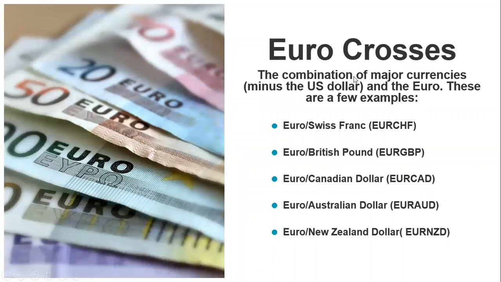In this case, again, you don't have the US dollar involved at all. The euro is your first currency, then another major currency is second. So you have the euro Swiss franc, the euro British pound, the euro Canadian dollar, the euro Australian dollar, the euro New Zealand dollar. So you have your euro crosses.